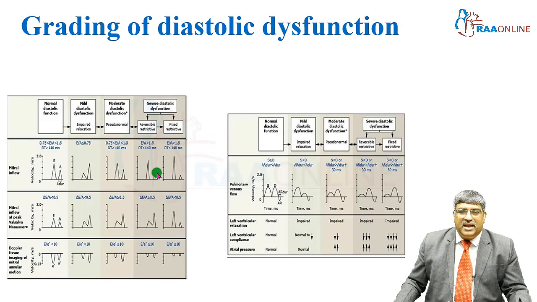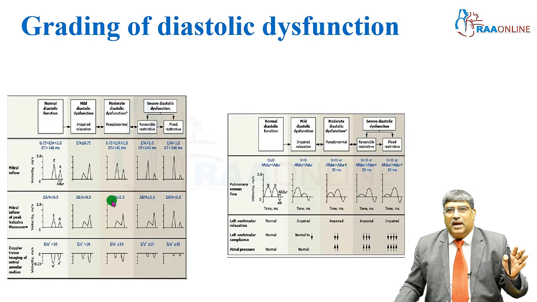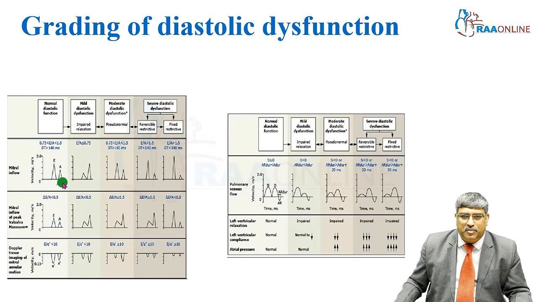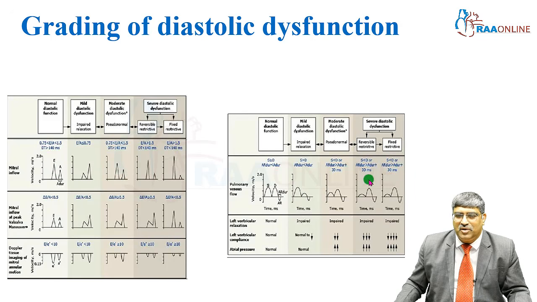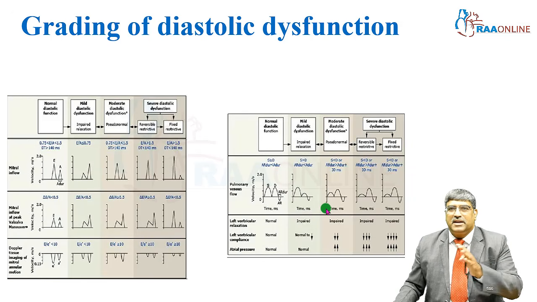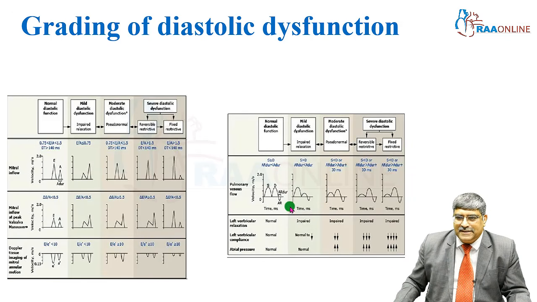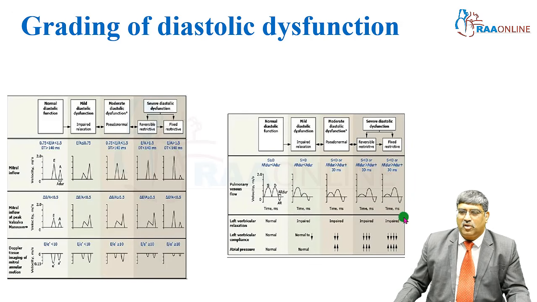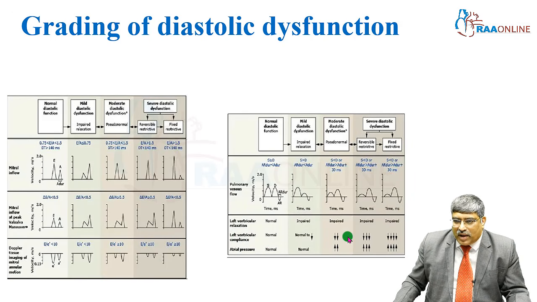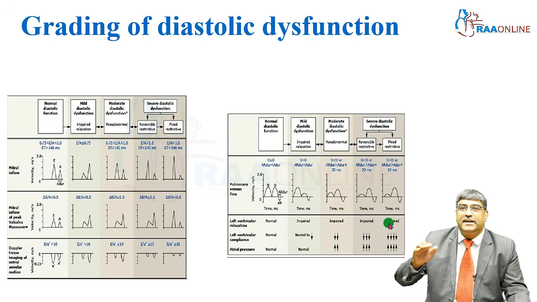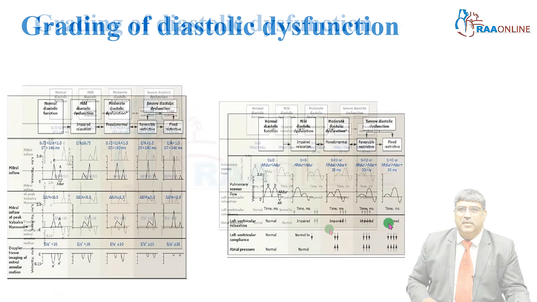These are the various waveforms which you obtain as the diastolic dysfunction progresses. You can see the E/A ratio and the pulmonary vein morphology with increasing diastolic dysfunction. But what is more important is, as the diastolic dysfunction progresses, your compliance comes down, your left atrial pressure increases and the relaxation becomes increasingly impaired.